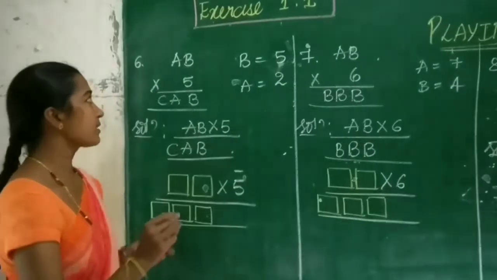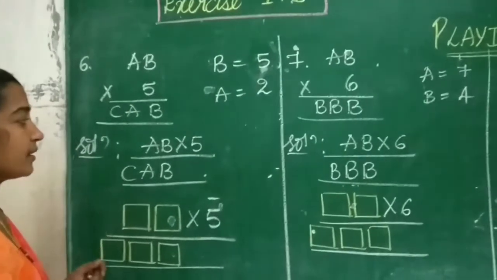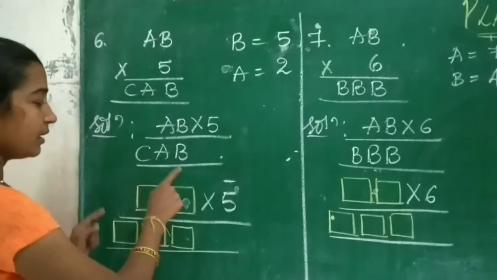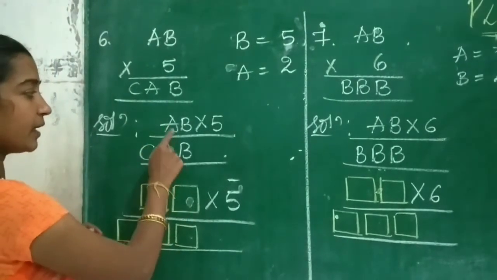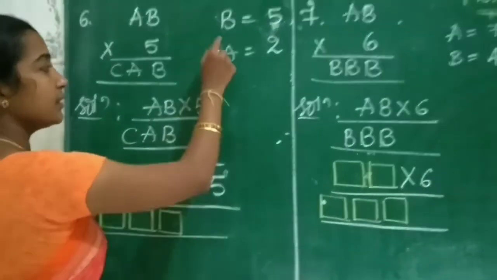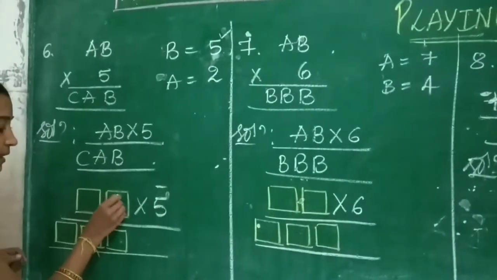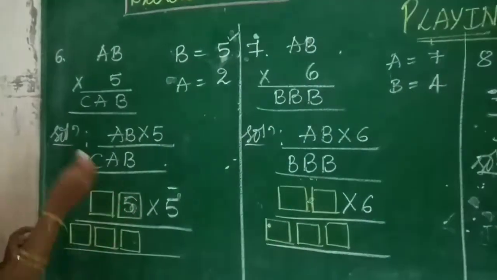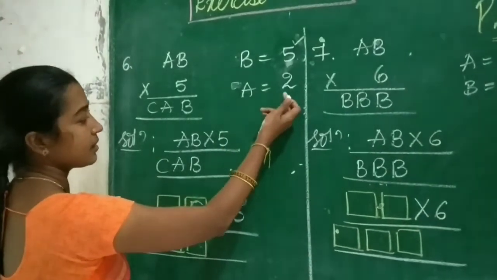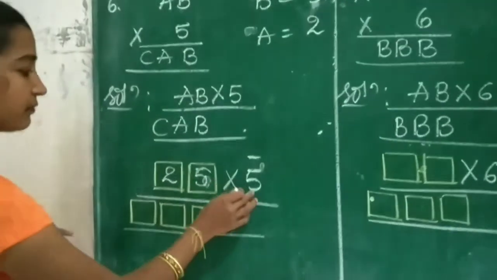Children, next we come to the sixth problem. See here, the multiplication problem is there. AB multiplied with 5 gives the number CAB. Now let us find the values of A, B and C in this problem. Let us choose the B value as 5. Put 5 in place of B using our previous common sense and knowledge. And next, the value of A is 2. Substitute 2 here. Now multiply with 5.